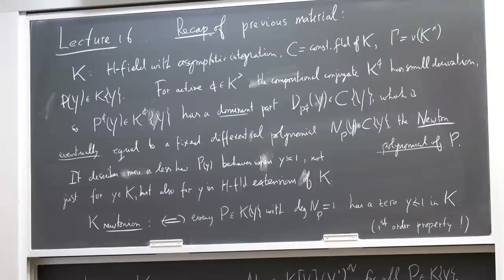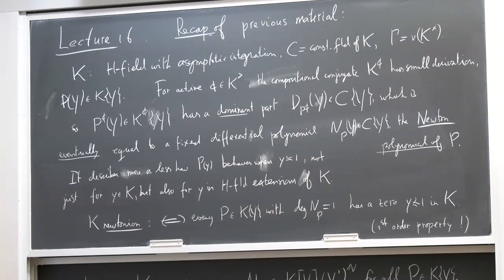Then we have the definition of Newtonian, which is that every differential polynomial such that the Newton degree, which means the degree of the Newton polynomial, is one, must have a bounded zero in capital K. And another thing that I should have said last time is that this can be expressed by sentences in the language of ordered differential fields. It's a first order property in logical terminology, and that is also important for the rest.